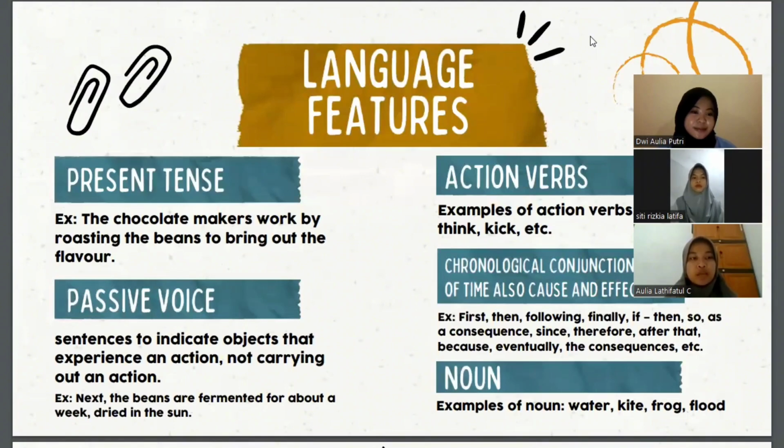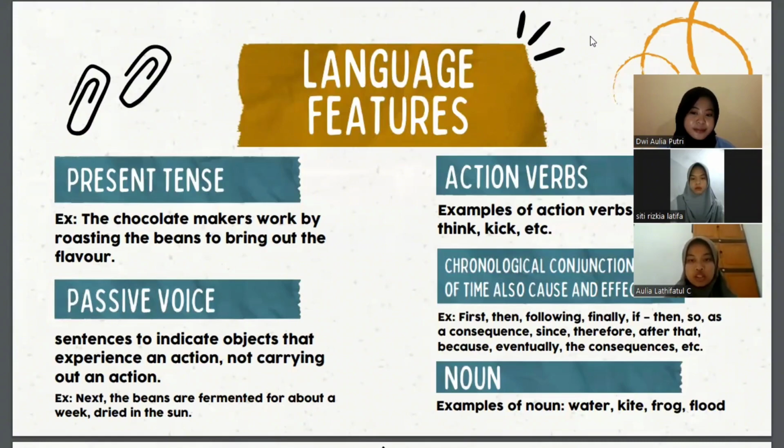Language features. Present tense. Example: the chocolate makers work by roasting the beans to bring out the flavor. Passive voice. A sentence that indicates an object that experiences an action, not one carrying out an action. Example: next, the beans are fermented for about a week, dried in the sun. Action verbs. Examples of action verbs: run, think, kick.